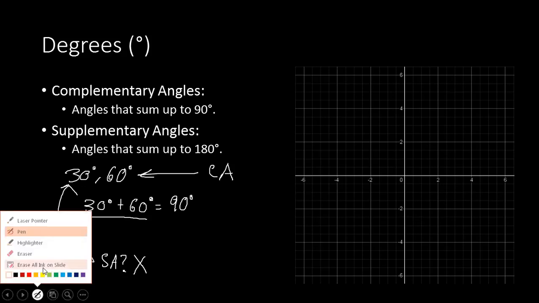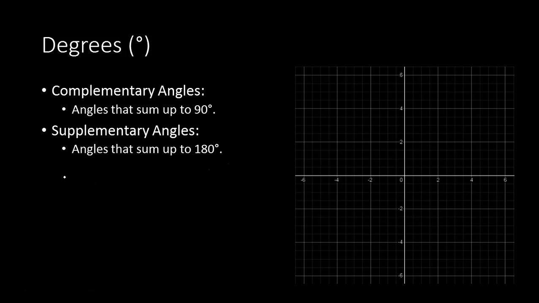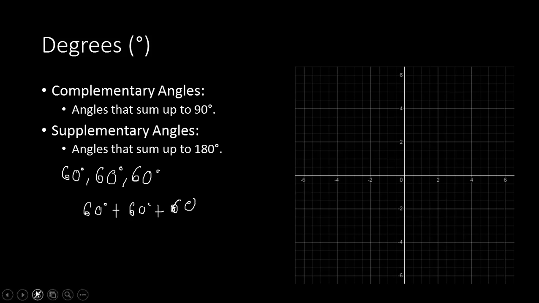All right? Let me give you another example. Let's just say you have 60 degrees plus 60 degrees plus 60 degrees. If you add these three, what would be the result? Let me just fix my handwriting. All right, 60 degrees. This will result to 180 degrees.